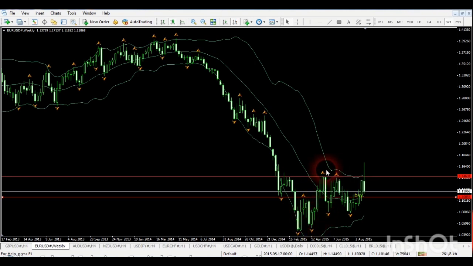My price has gone up, my candle is above the middle line. It has hit the wall of the Bollinger bands, and it has gone up again.